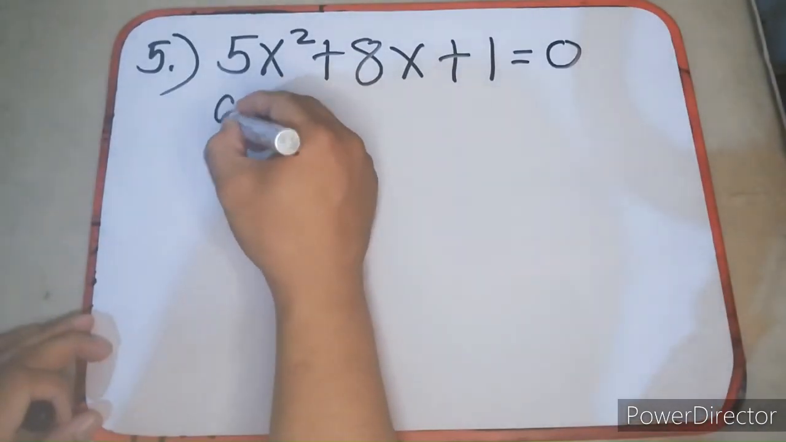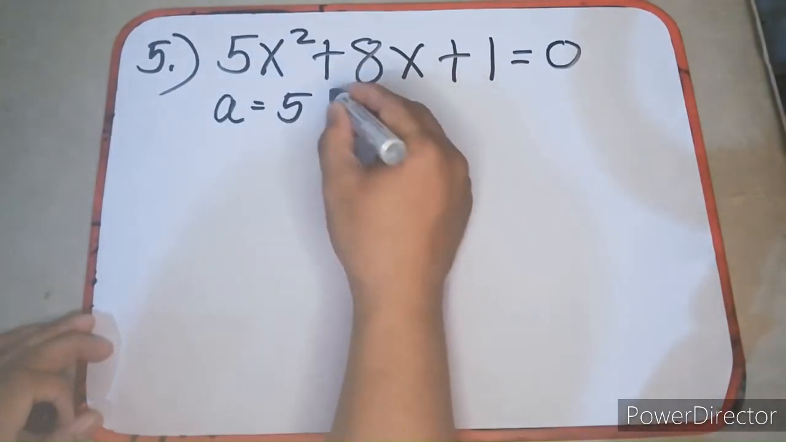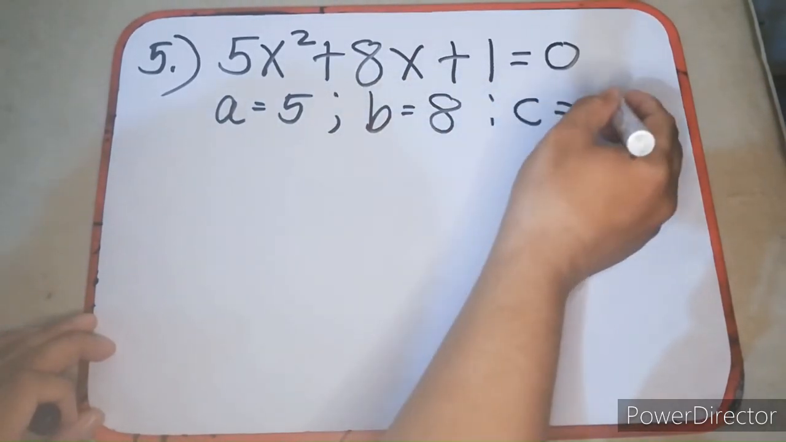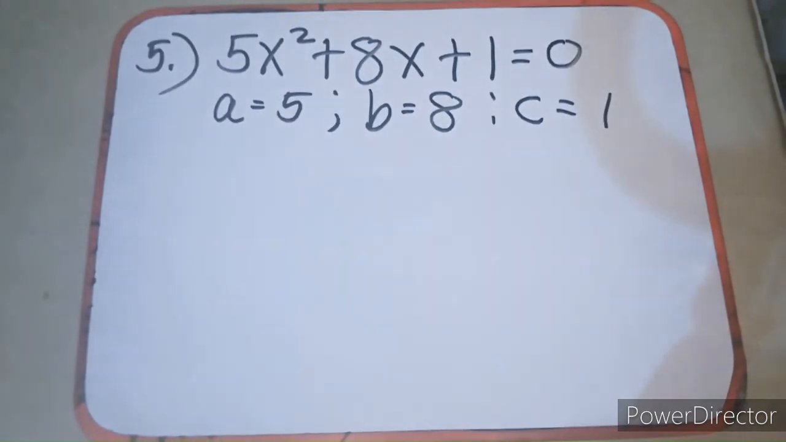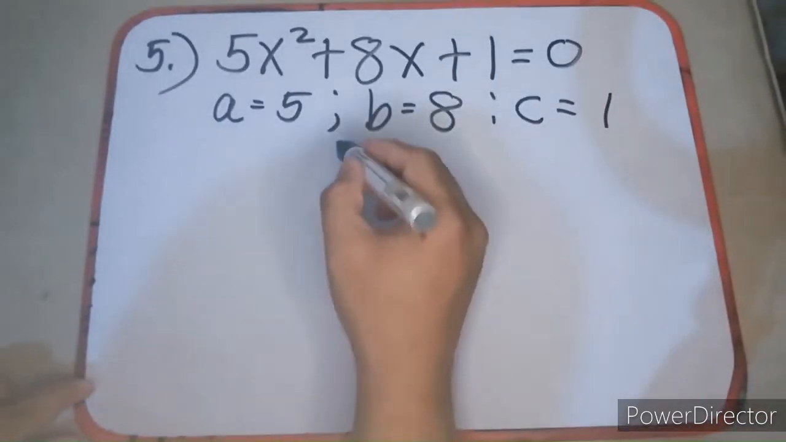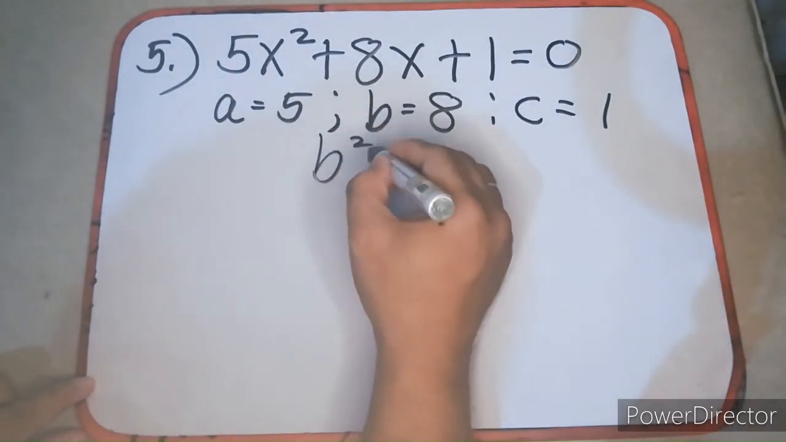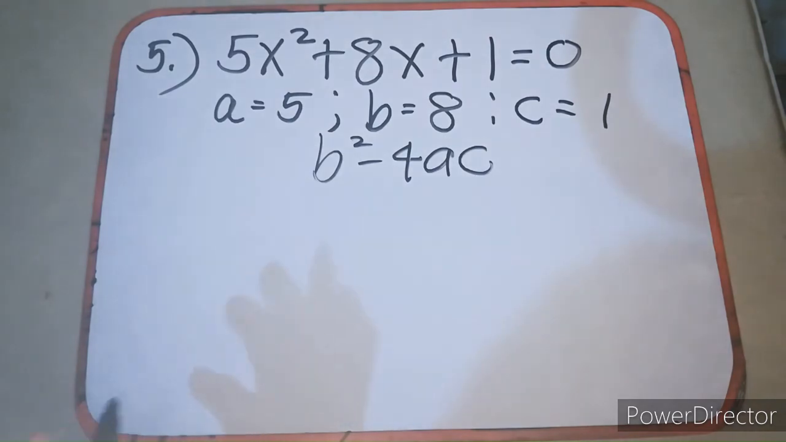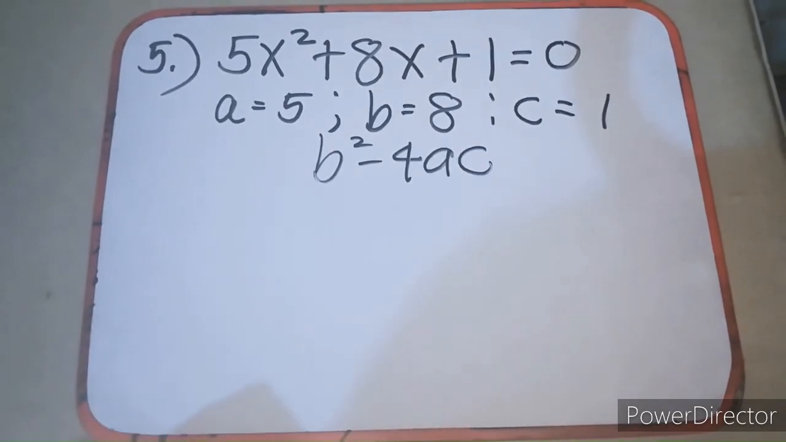So the value of a there is 5, while the value of b is 8, and c is 1. By having those values of a, b, and c, and using the expression b squared minus 4ac, which is the expression that we call discriminant, in finding the discriminant, all we have to do is to substitute those values of a, b, and c to the given expression. So it's just like we're going to evaluate that expression.